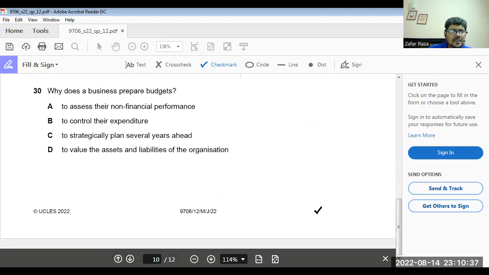Why does a business prepare budgets? To assess their non-financial performance. Nothing to do with budgets. Okay. Control their expenditures. This could be the correct answer. This is to strategically plan several years ahead. No. Value the assets and liability. No. So B option is the answer.